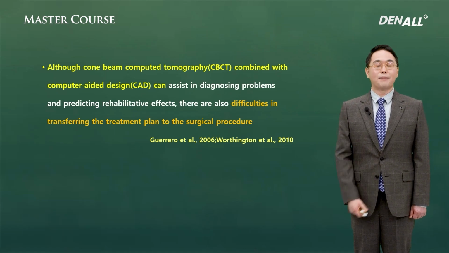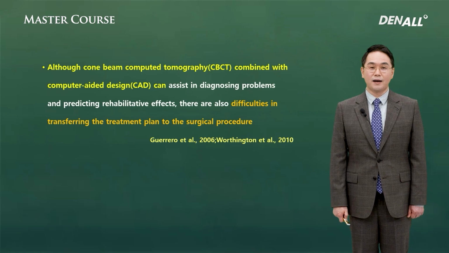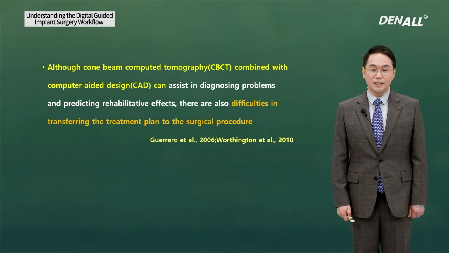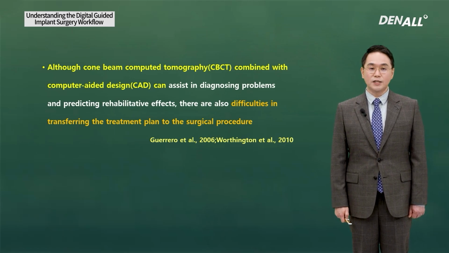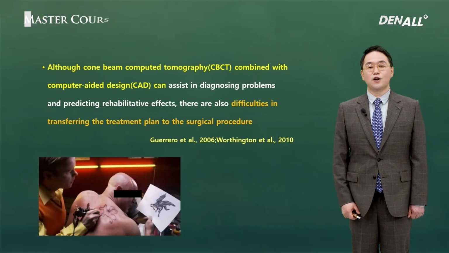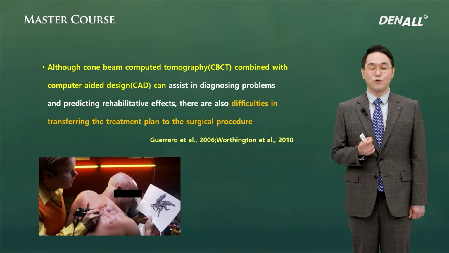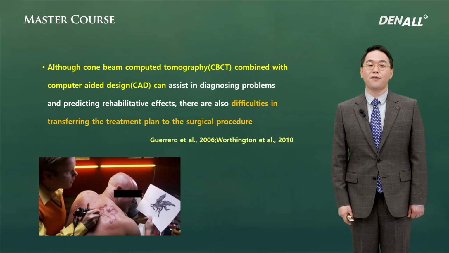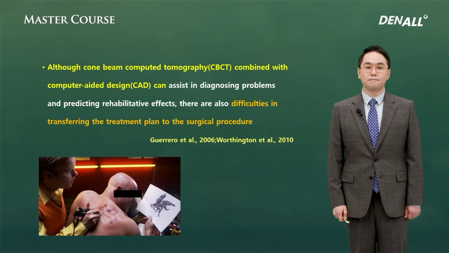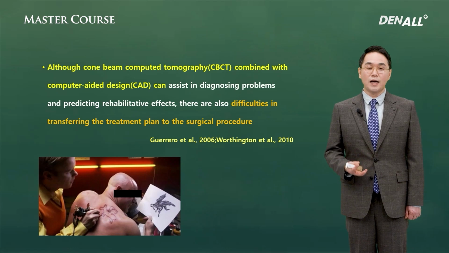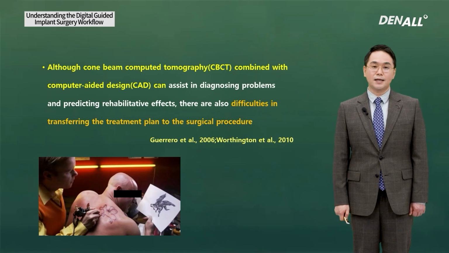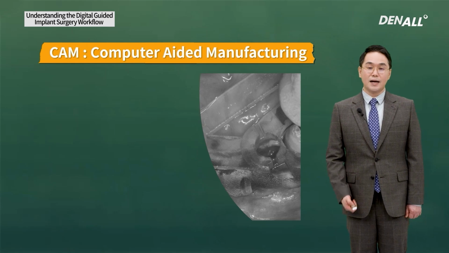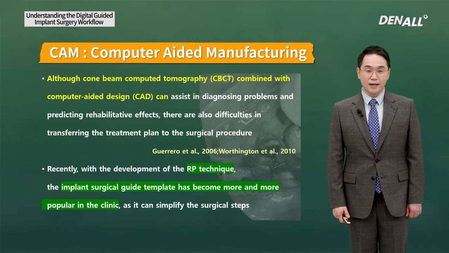However, even though we do excellent planning, there is one more limitation. Anybody can do planning properly. However, we need to accurately transfer the planned implant positions into the oral situation. As you can see here, even though the plan is presented, depending on the skill and technique of a surgeon, it cannot be transferred to the outcome. Therefore, we need one more device that can stably transfer the planned implant positions and angulations to the oral cavity of a patient. That's why we need the surgical guide template.